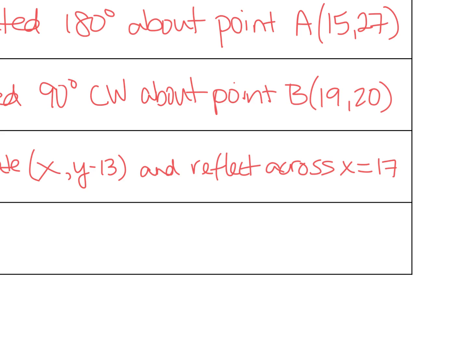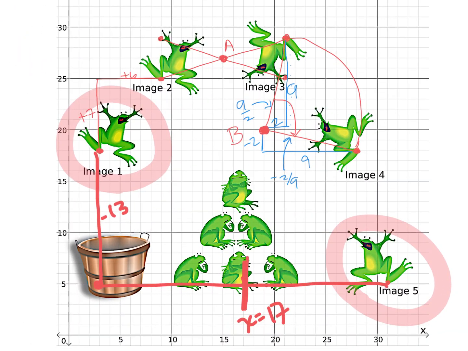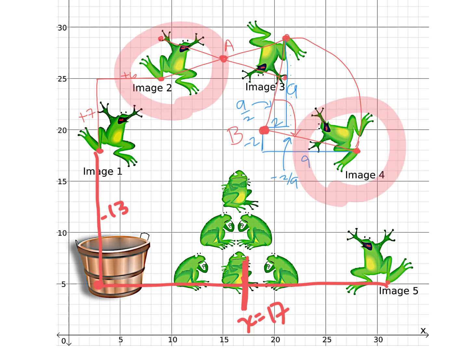All right, our last one is to go from image 2 to image 4. Okay, so let's figure out that one. So 2 to 4. Let's see. So right away, I'm noticing that they're not the same orientation. There's been a rotation. So why don't we first move, using a translation, image 2 right onto image 4.